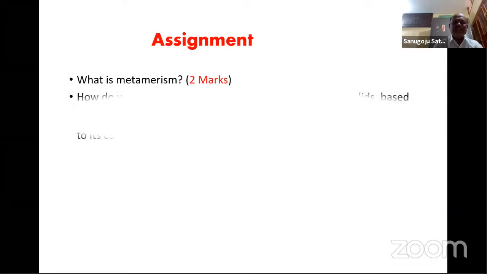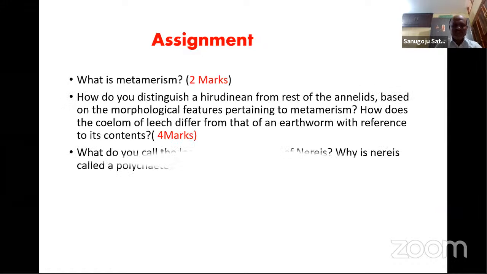Now, I want to give some IPE homework for you people. What is meant by metamerism? It will be asked as a 2 marks question. And this is a question: how do you distinguish a hirudinean from the rest of the annelids based on the morphological features pertaining to metamerism? How does the coelom of a leech differ from that of an earthworm with reference to its contents? It may be asked in 4 marks.